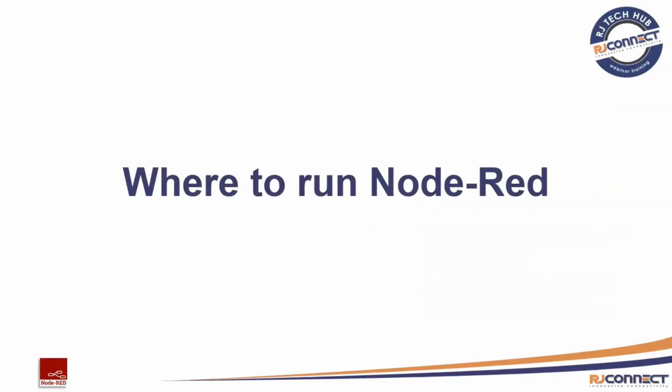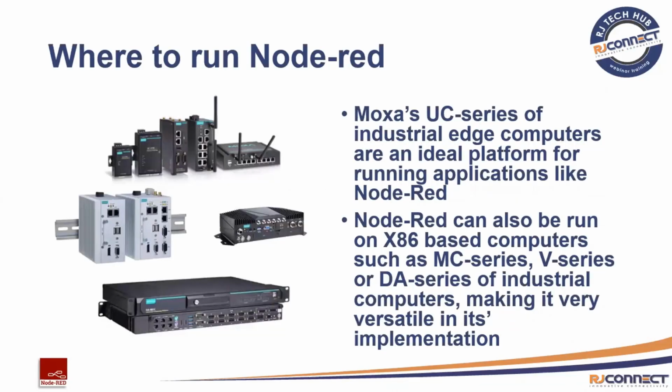Now let's take a look at where specifically you would be able to run NodeRED. Moxa's UC series of industrial computers are the ideal platform for running applications like NodeRED. It gives us the ability to create an edge type solution where some of your processing is on the edge, meaning it's on site next to the PLC. It does some processing for you and then enables you to publish that data to other services or cloud platforms. NodeRED can also be run on x86 based computers, meaning stuff like Intel chipsets. And this is true for the MC, B series, and DA series of industrial computers.